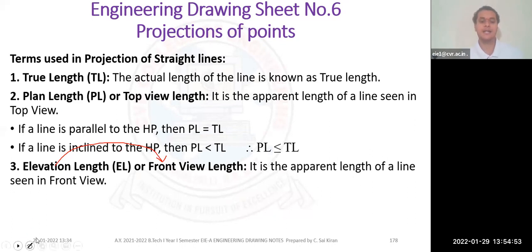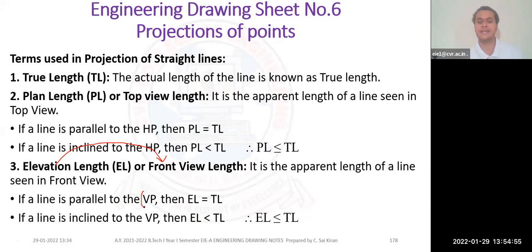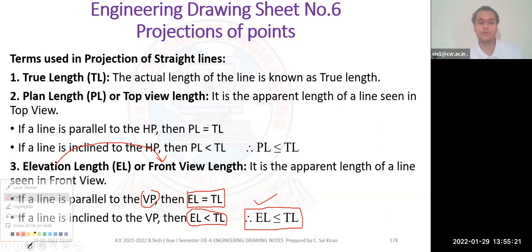Whenever a line is parallel to the vertical plane, then elevation length equals true length. Whenever the line is parallel to VP, then elevation length equals true length. And whenever a line is inclined to VP, then elevation length is less than true length. Therefore, I can say that elevation length is either less than or equal to true length.